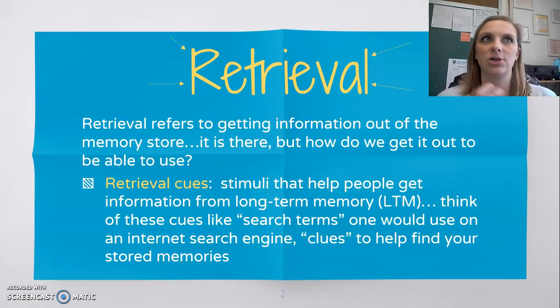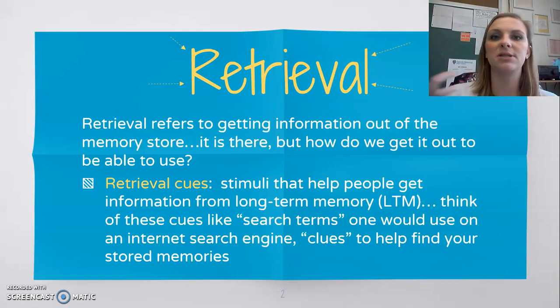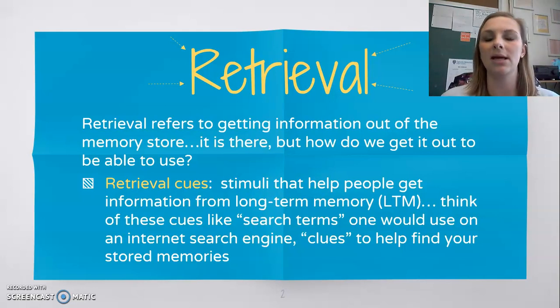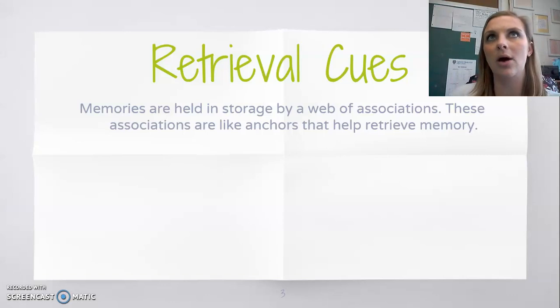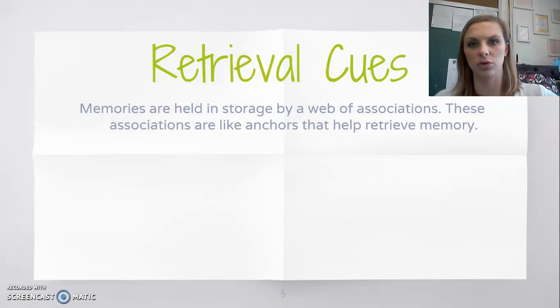or like I just did this the other day. I was trying to look for a specific email that I got, and so in my email I typed in the little search bar what it was about. And so that is a retrieval cue, right? You're using a specific stimuli in order to bring back previous memories, okay? So we hold memories in our long-term memory by web of associations. These associations we use then to retrieve memory.